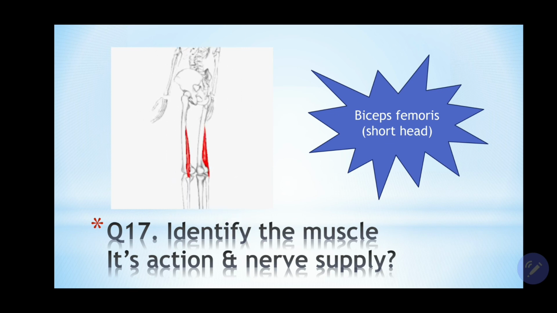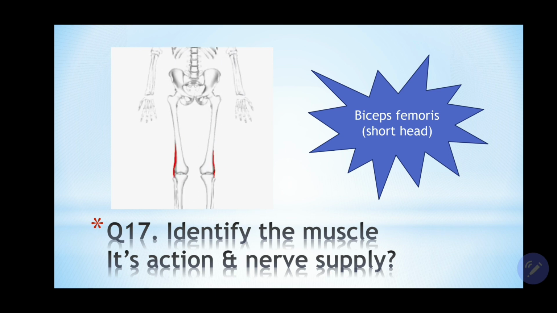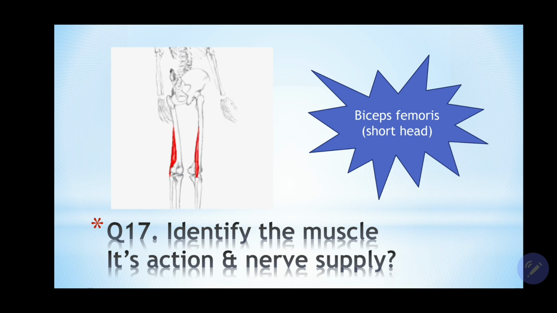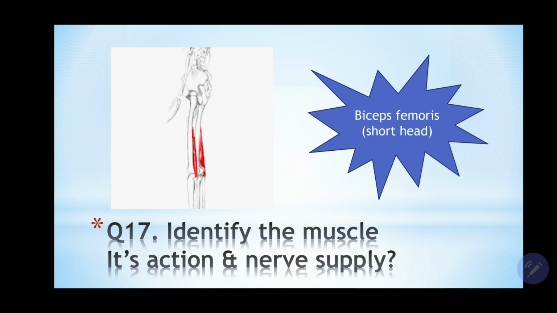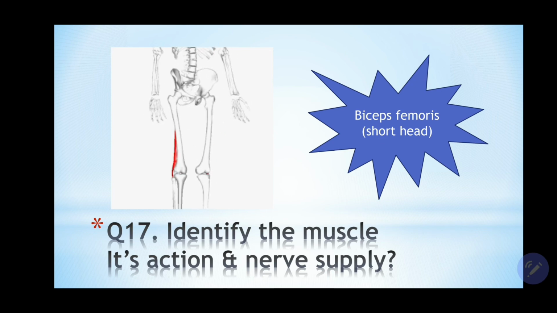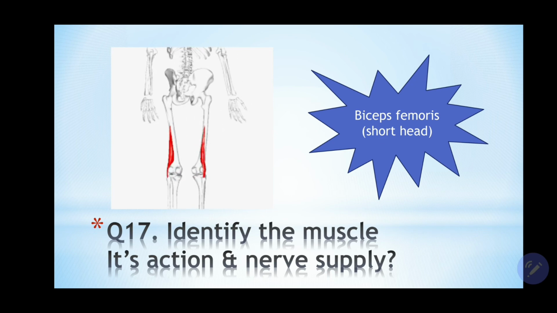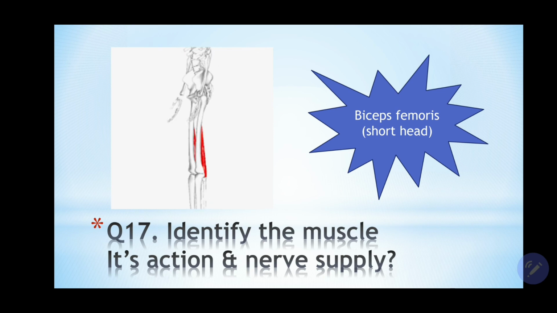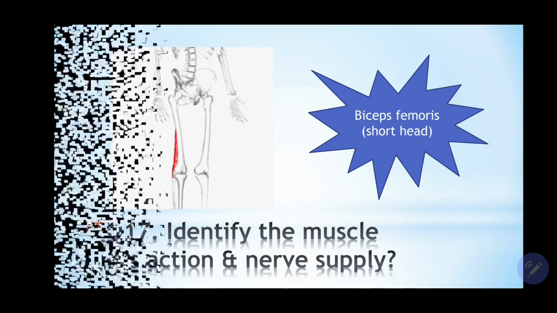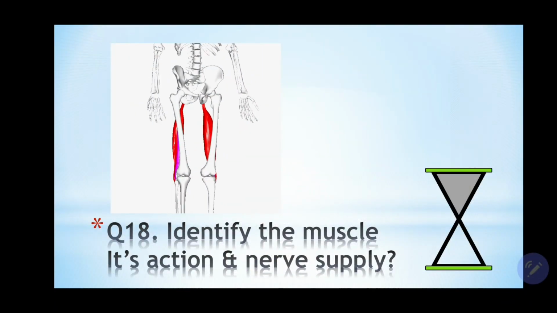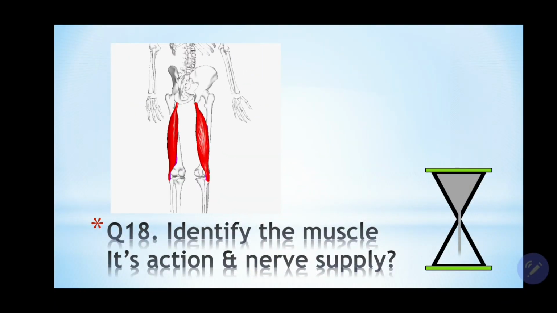Okay, and the nerve supply for this is the common peroneal component of sciatic nerve. Okay, so action wise it has no action on hip joint, it only flexes the knee joint. Identify the muscle, its action and nerve supply.